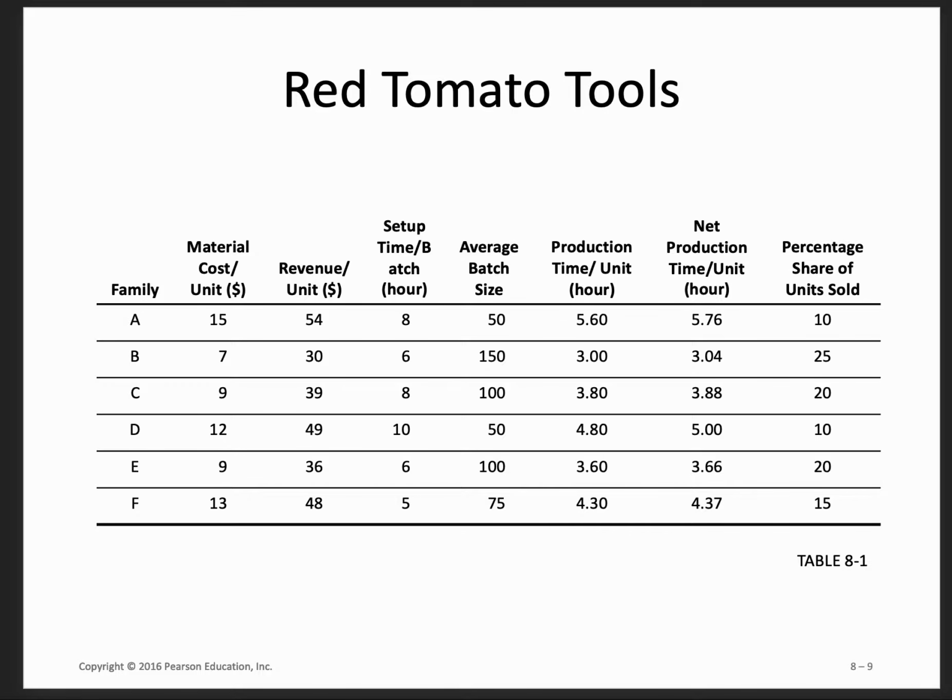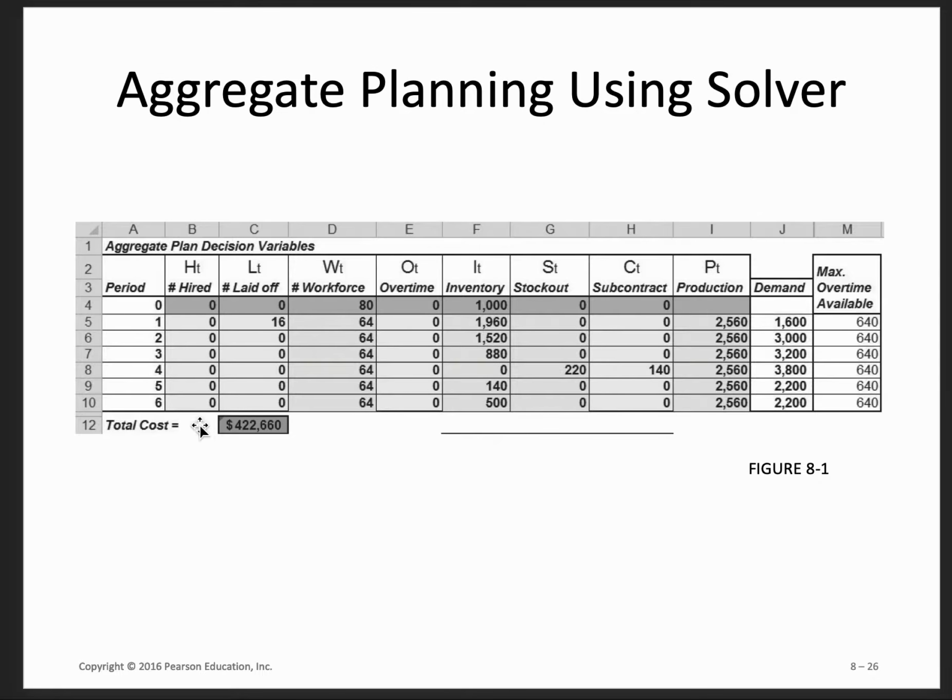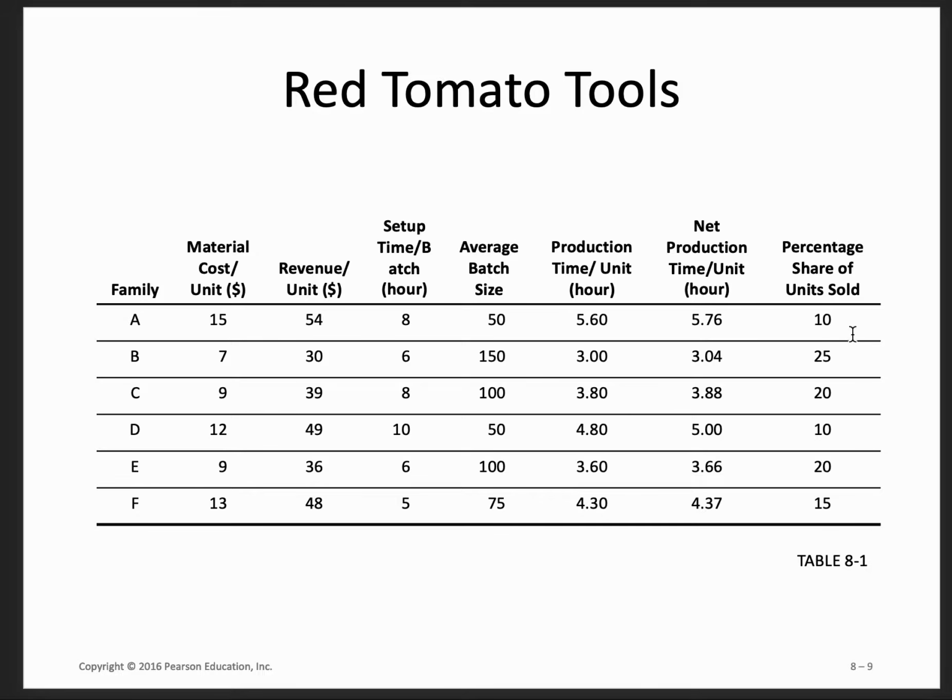In this process, we have found that the optimal solution is to produce 2,560 units every month. So if that's the case, how many of each of these different tools are we going to manufacture? We know the percentages for each of these. For example, family A accounts for 10% of the total units sold. So if you have 2,560 units, you will be making 256 units of family A.